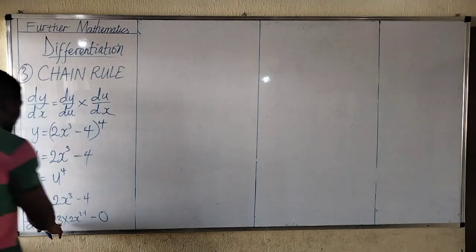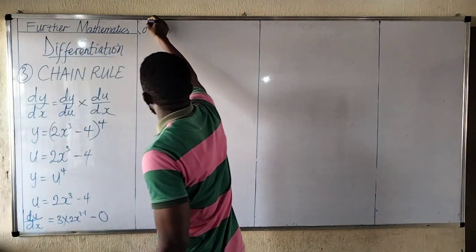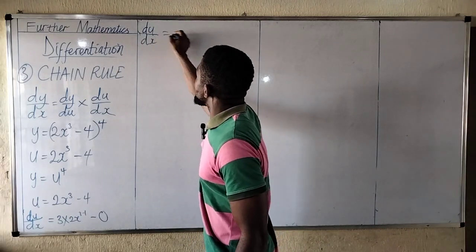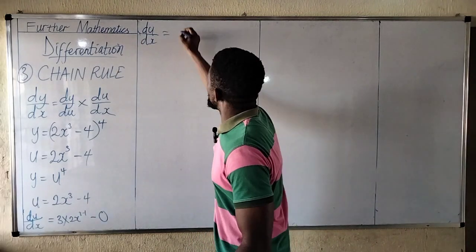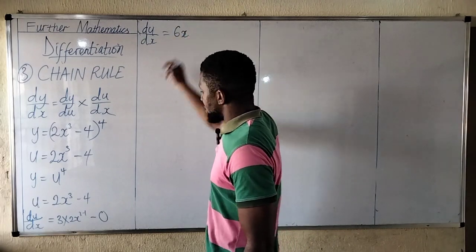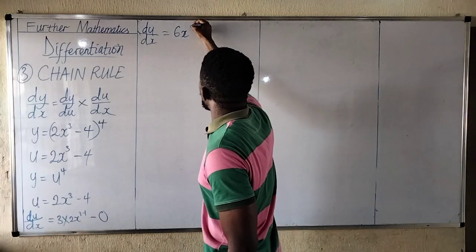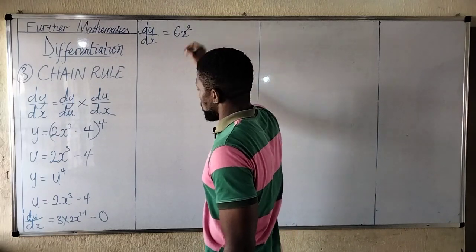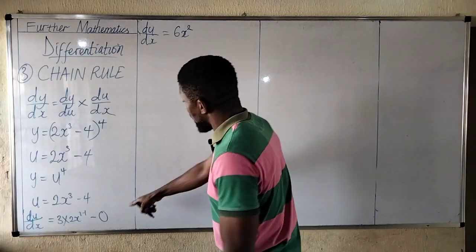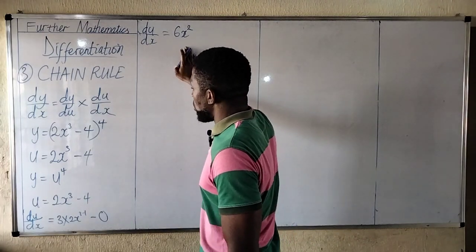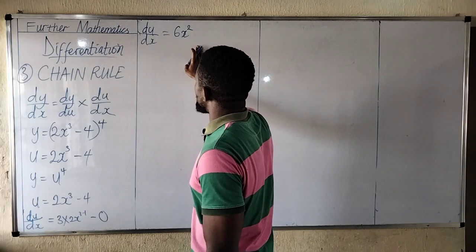Okay, from here now, our du with respect to x is now 3 times 2, 6x. Okay, 3 times 2 is 6, and 3 minus 1 will give us 2, so 6x^2. When we differentiate the constant 4, it becomes 0, so there is no need. Then we are done with u with respect to x.